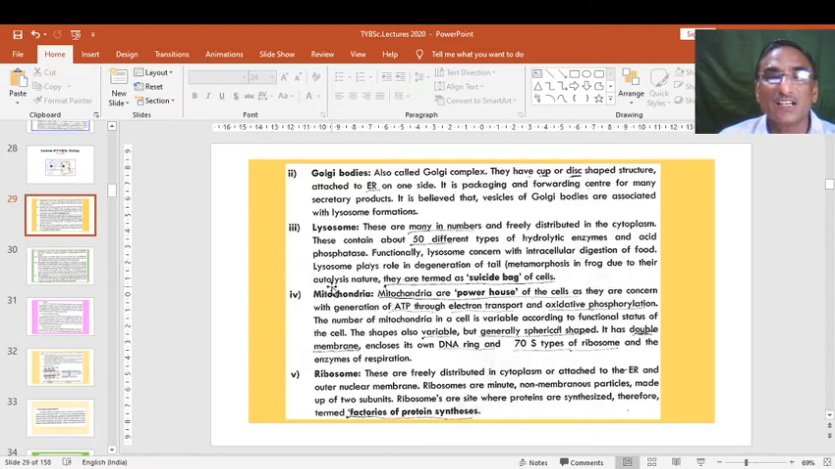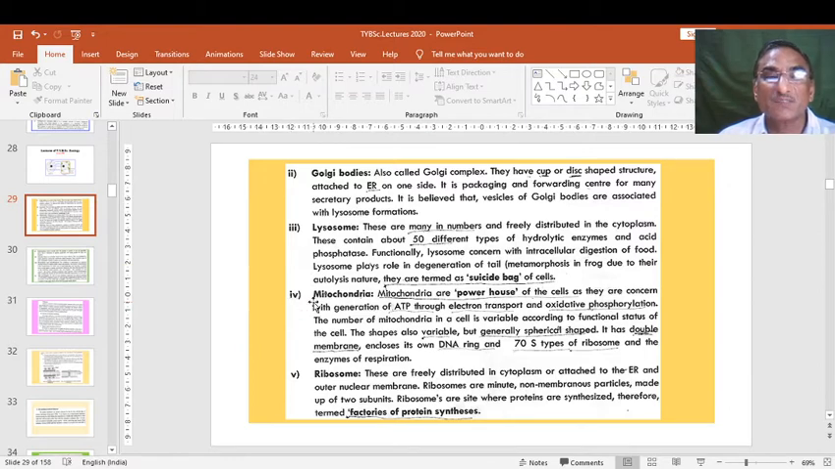Due to their autolysis nature, meaning cell breakdown nature, they are termed as suicide bags of the cells, or they throw their secretion directly on the food material or to the material wherever it requires degradation or digestion, total digestion.